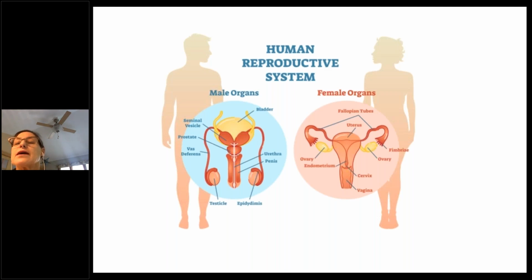And the egg and the sperm can be united and create a zygote, which is when those two cells unite. And then the zygote makes a few more cells and becomes a blastocyte. And the blastocyte implants into the uterus and becomes an embryo. And then the embryo becomes a fetus, and then a baby, and then you give birth.